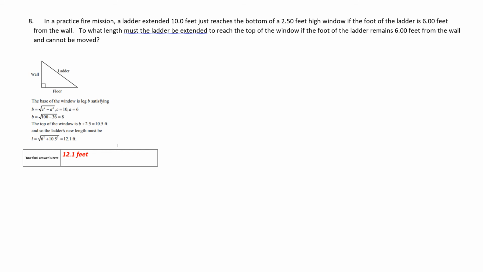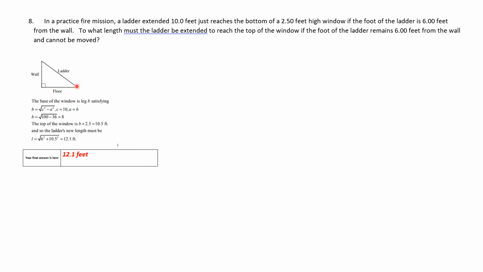Number 8 was a word problem. In a practice formation, a ladder extended 10 feet just reaches the bottom of a 2.5 feet high window if the foot of the ladder is 6 feet from the wall? To what length must the ladder be extended so it reaches the top of the window if the ladder remains 6 feet from the wall and cannot be moved?